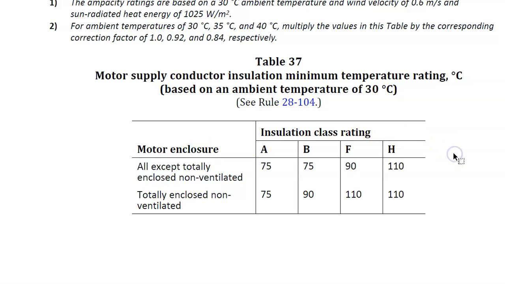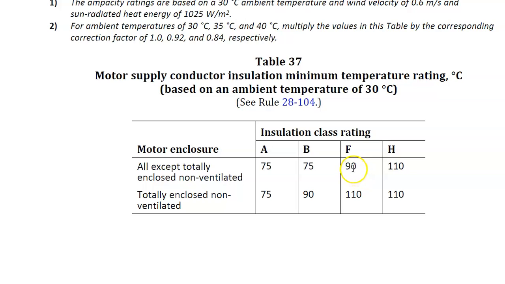What this table tells us is that if I've got an A insulation class motor, where the internal of the motor is going to get up to 105 degrees, I need to make sure that the external conductors that I connect to it are rated for at least 75 degrees. And if I've got a B type of motor, then once again, it's good for 75 degrees. It gets up to 130 inside, but I'm allowed to connect with 75 degrees on the outside of the motor.